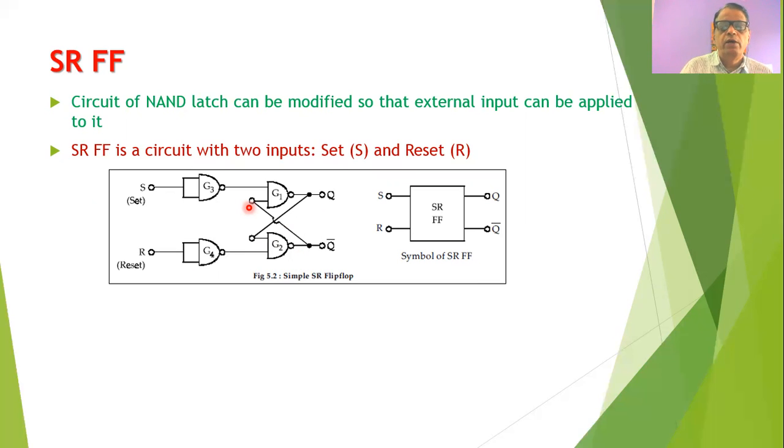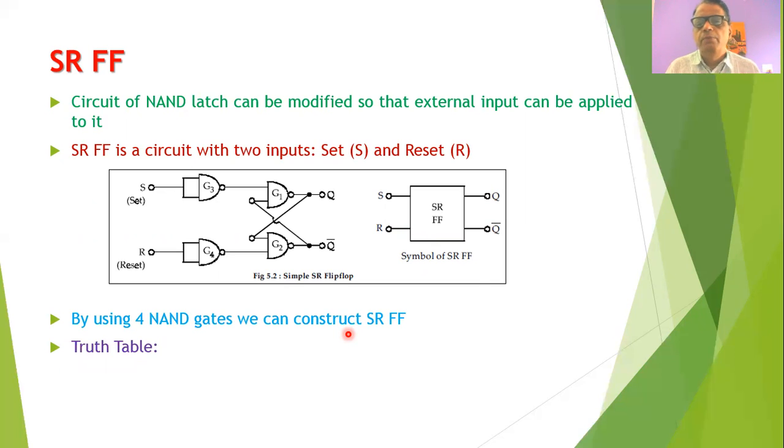Whenever we want to represent this SR flip-flop, it can be represented by a symbol as shown in this diagram. So a flip-flop can be represented by a block where it will have two inputs, S, that is the set input, and R, that is the reset input, and the outputs will be Q and the complement of Q, that is Q bar. So by using 4 NAND gates, we can construct the SR flip-flop.